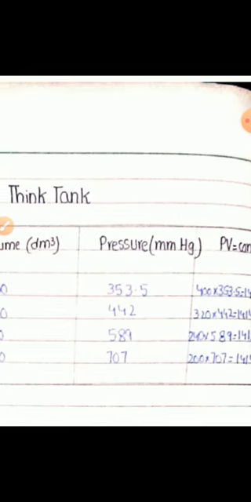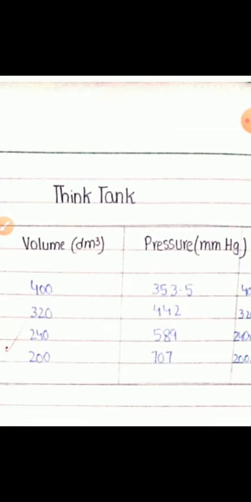Now we come to the think tank. Question number 1. Following table shows data collected from an experiment by a student. In this table 4 values are given, or basically 4 experiments are performed. In the first case, volume V1 is 400 decimeter cube and pressure is 353.5.